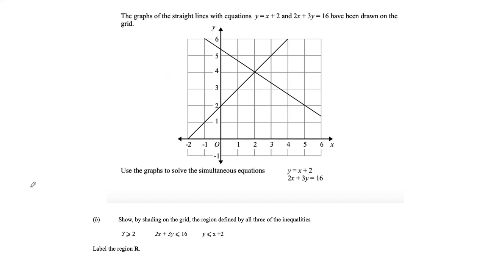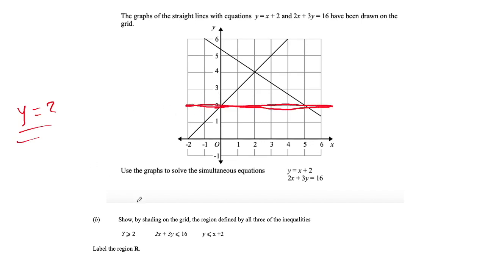Right, and so for part B, what we need to do is it says show by shading on the grid the region defined by all three of the inequalities. Label the region R. So we've got y is greater than or equal to 2. So we need to draw this on the grid, so we need to draw y equals 2. We need to draw that line. Well, we know this is y equals 2, and we're just going to fill in the line there.